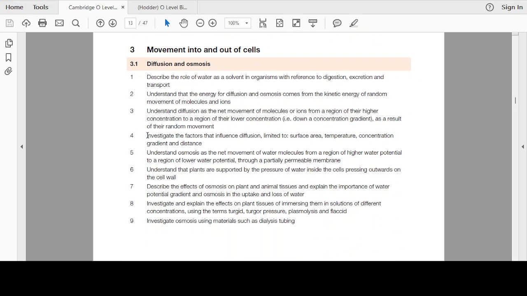Right, any of these. So investigating factors that influence diffusion, limited to surface area, temperature, concentration gradient, distance. So can you explain these? Yes, that's a checklist, but it's also quick revision. What are the factors that influence diffusion? Surface area, temperature, concentration gradient, distance. These are the factors that influence diffusion. So, quick revision.